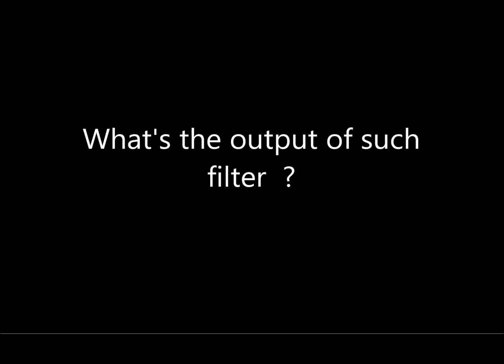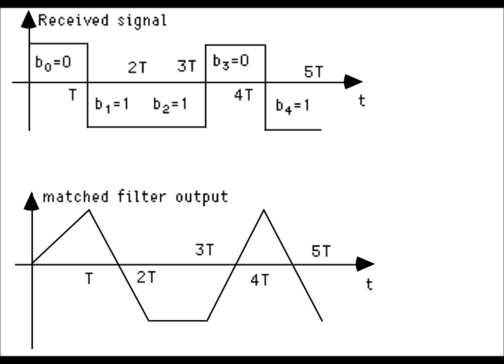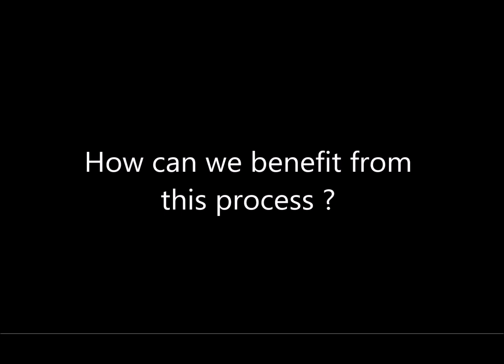So, what is the output of such a filter? Let's take a small example. Consider the input S of t is a pulse. So h of t is a mirrored and delayed version of S of t, which also gives a pulse. By convolving them, we get a triangular shape of maximum amplitude at t equal capital T. Now if we have a set of pulses as an input, the matched filter output is as shown. We have a tall spike at every positive pulse ending, as we see at T and 2T. Now, how can we benefit from this process?